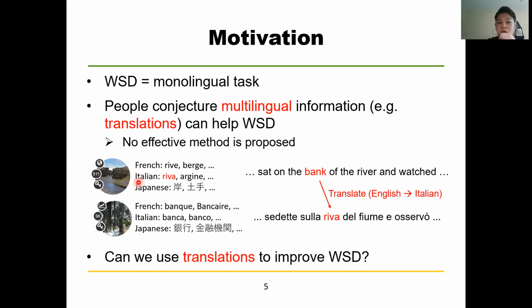However, no effective method of reverting translations has been proposed to date. So in this work, we'd like to answer: can we actually use translations to improve WSD? Especially, our purpose here is not to build a new WSD system itself, but to introduce a general method of reverting translations, which can improve existing and future WSD systems.